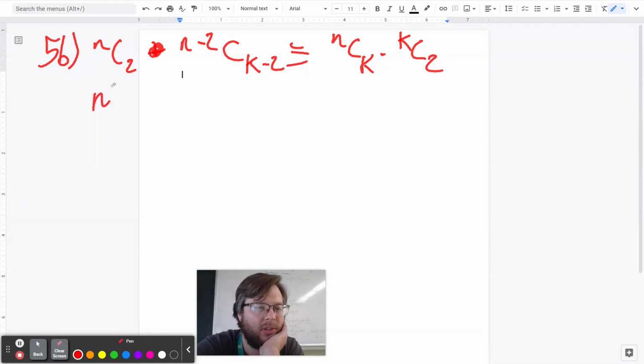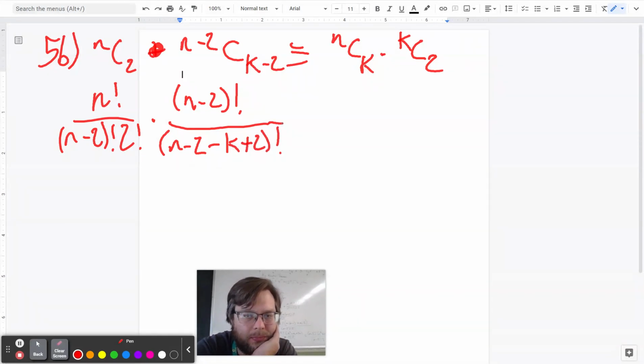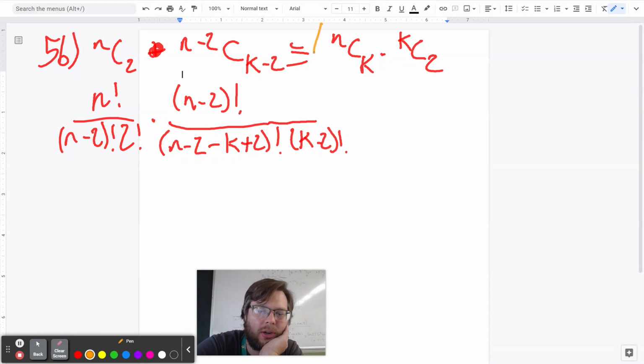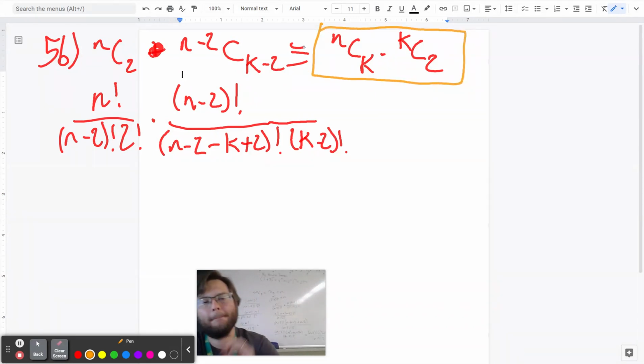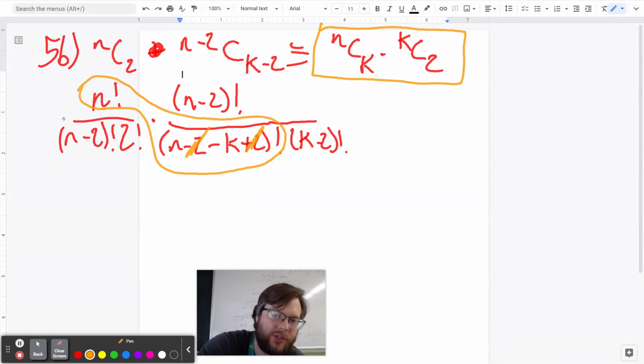So left side becomes n factorial over n minus 2 factorial times 2 factorial. Then we have n minus 2 factorial. This is going to get a little nasty because I have to go n minus 2 minus k minus 2. So it flips around to be k plus 2. And then that's over k minus 2 factorial. Remember what our goal is. Our goal is this. So n choose k. I'm looking for that. What I notice is a minus and a plus cancel out. And then I see here this and this term are kind of like an n choose k.